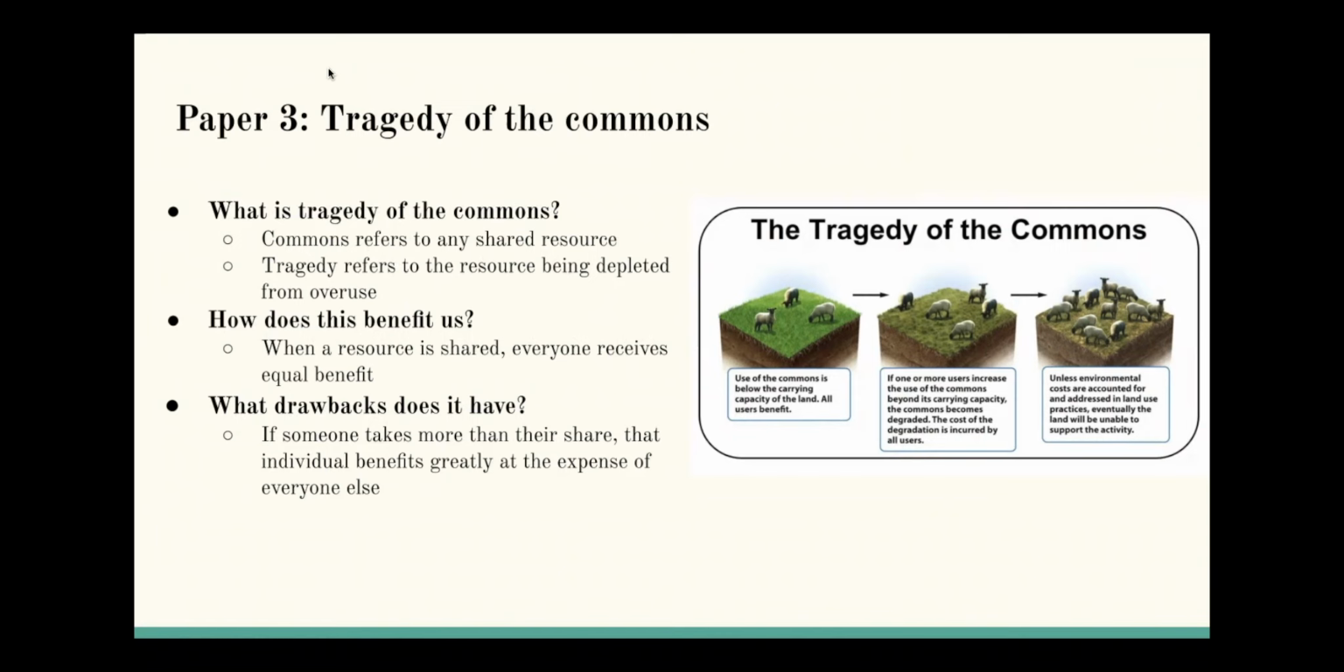Commons refers to any shared resource. This can be land, bodies of water, and forests, basically any large resource shared communally. Tragedy refers to the resource being depleted from overuse. So how does this benefit us? When a resource is shared, everyone receives equal benefit. The paper gives an example of an equal number of cows per person on a shared land.